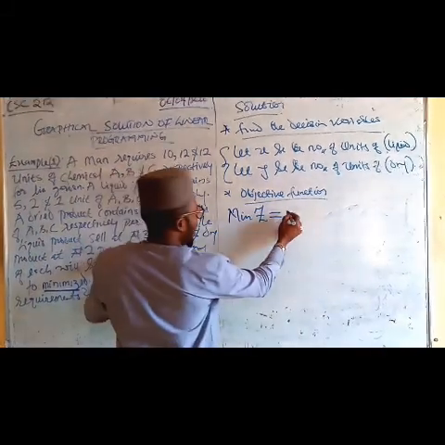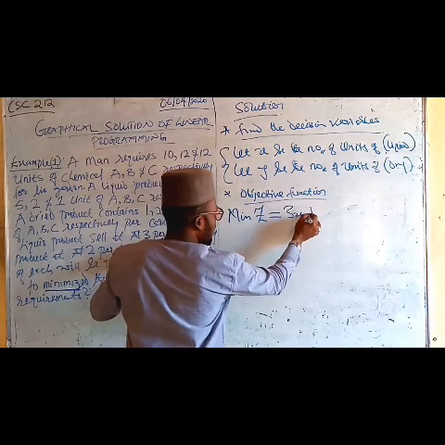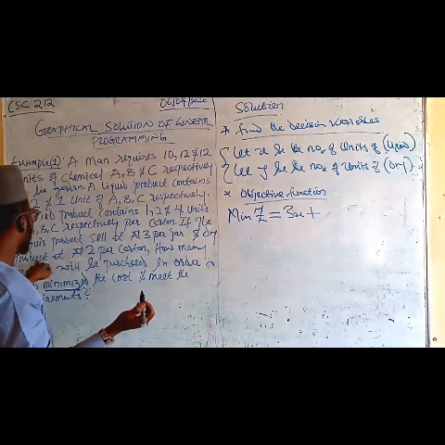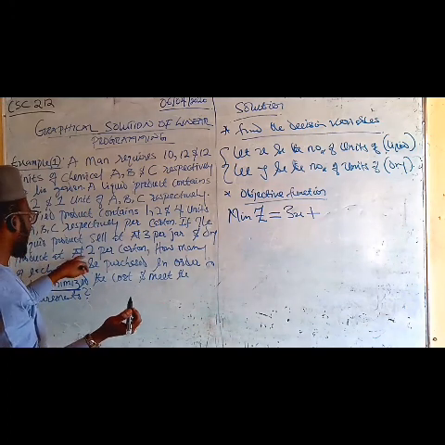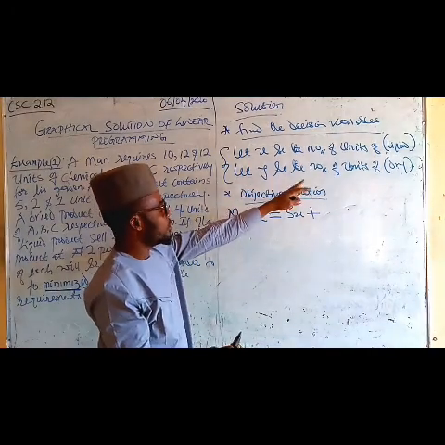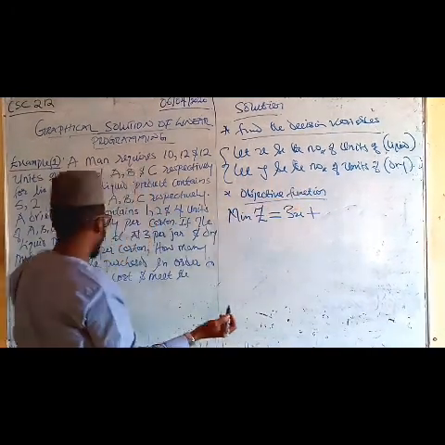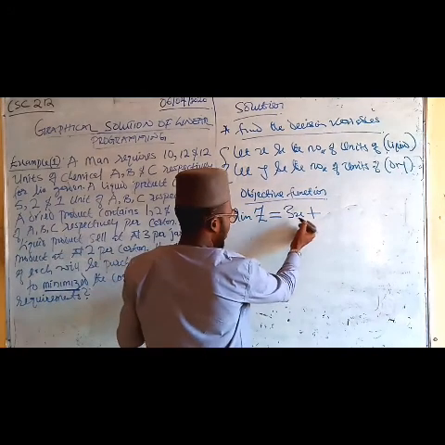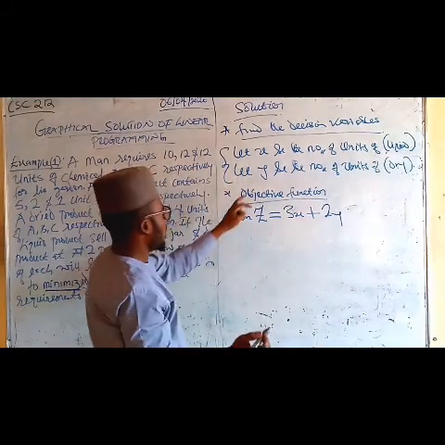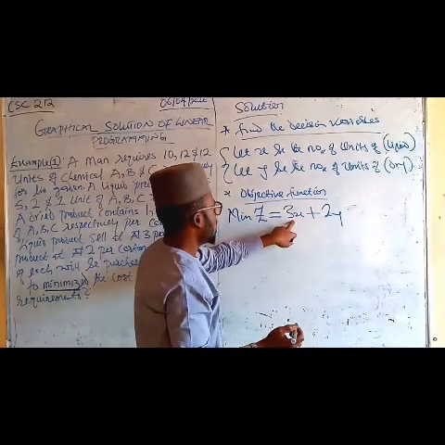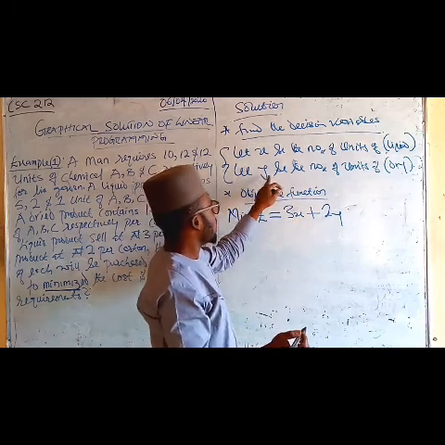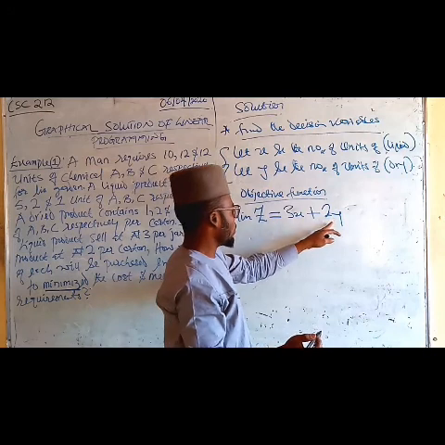So now we have 3x, plus... the dry product is sold at 2 naira per carton. And we have let Y be the number of units of the dry product. So now we are going to say 3x plus 2y, because we have let X be the number of units of the liquid product, and Y the number of units of the dry product.